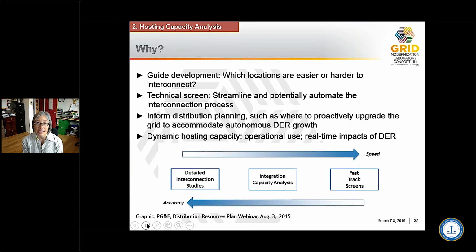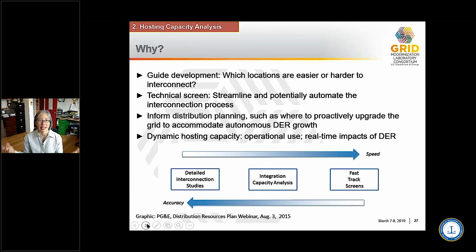The last one of these is something that's a bit more futuristic, even for the places that are doing this in earnest today, and that's dynamic hosting capacity. Lavelle just talked about reconfiguring feeders, for example. You can imagine that the hosting capacity would be different depending on how that feeder is configured, so you might be able to host a different amount of DER at that time. So there might be some real-time operational use of hosting capacity in the future.